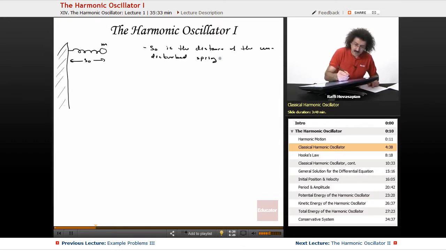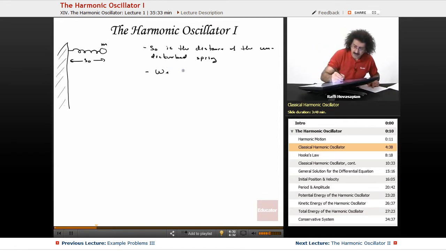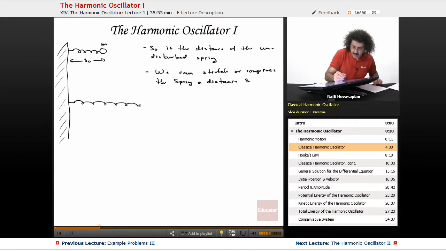Now, of course, we can stretch the spring or compress the spring a distance S. So let's go ahead and take a look at some of those. If we stretch the spring, so here we stretched it, and now this distance is S. Or we can go ahead and compress it. We've pushed the spring in. Let me make it a little bit more.